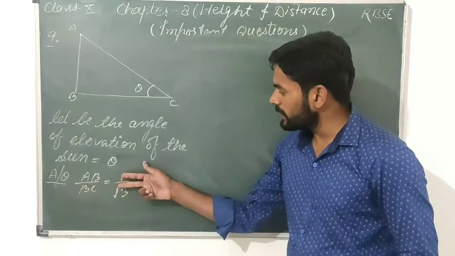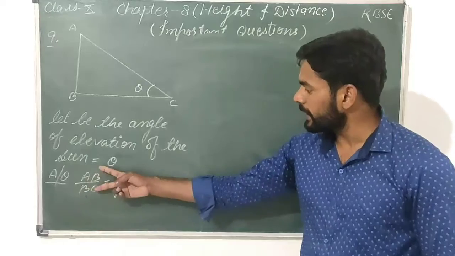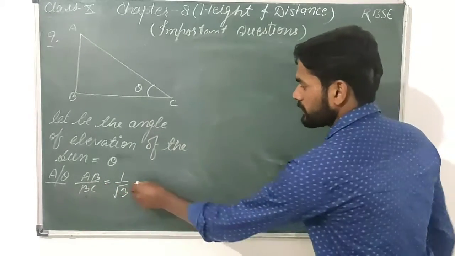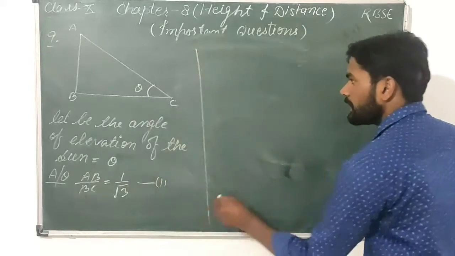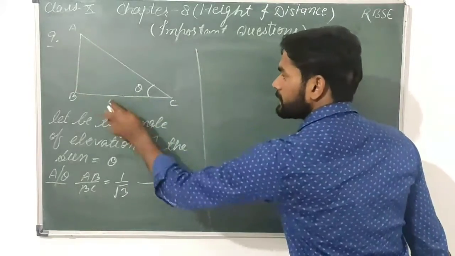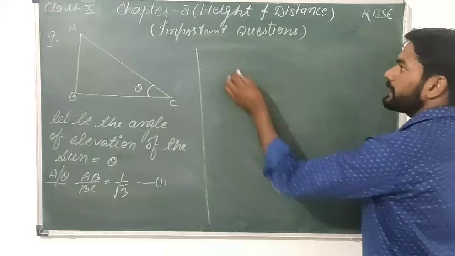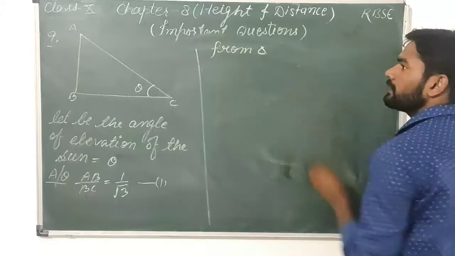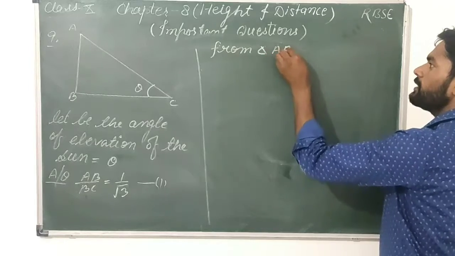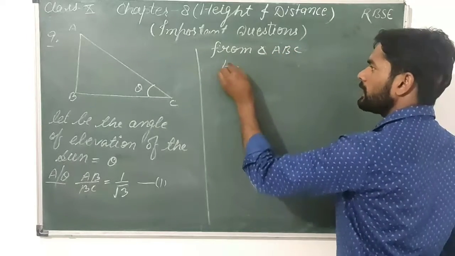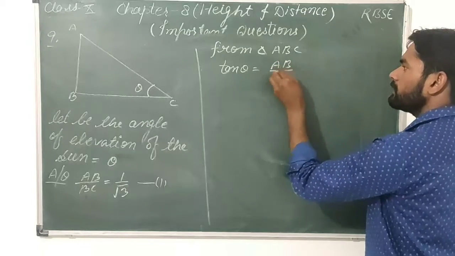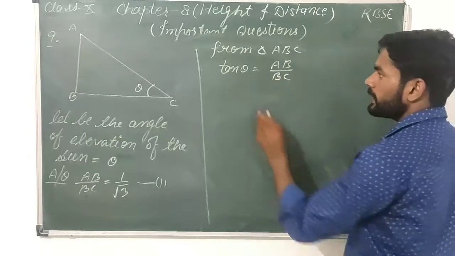This is the length of the vertical rod and this is the length of its shadow, and the ratio of these both is 1:3. Equation number first. Now perpendicular and base are the ratio of tan theta. So from triangle ABC, tan theta is equal to AB upon BC.